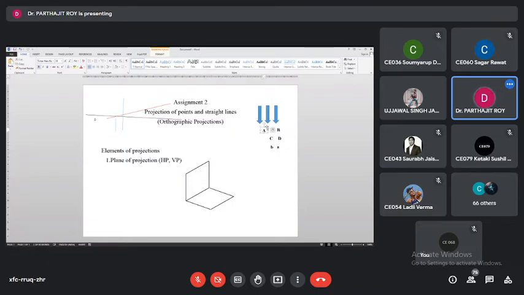Now, to be more specific, let me clear it. So this is the vertical plane, as I was mentioning. I am writing it in abbreviated form, okay? And this is the horizontal plane. The other one is the horizontal plane.